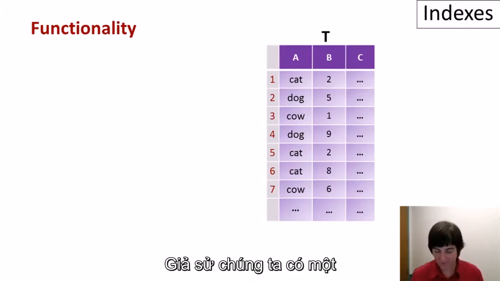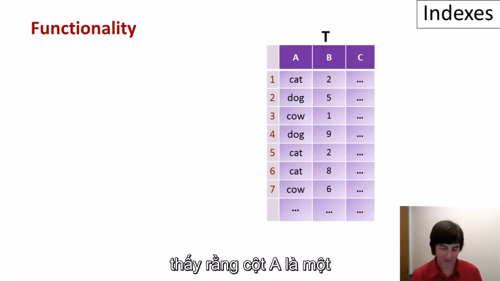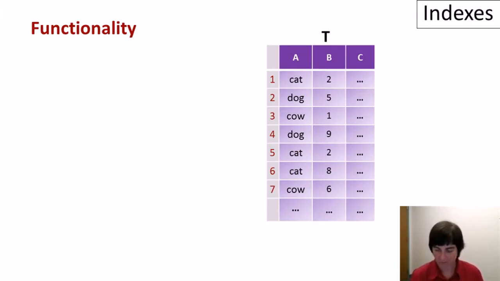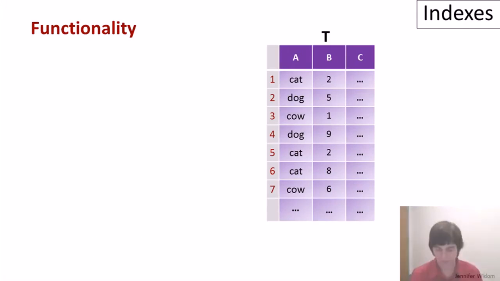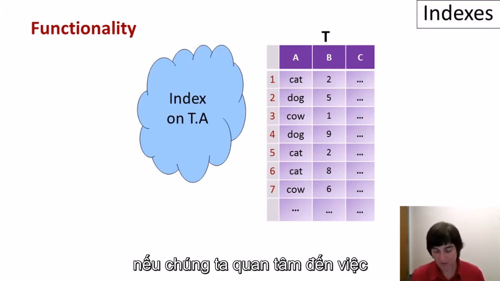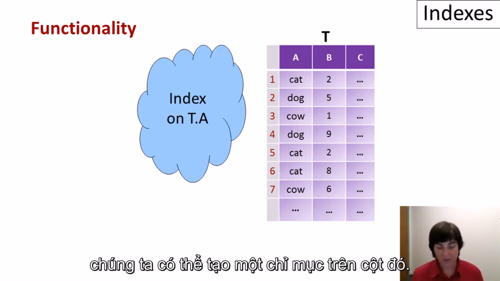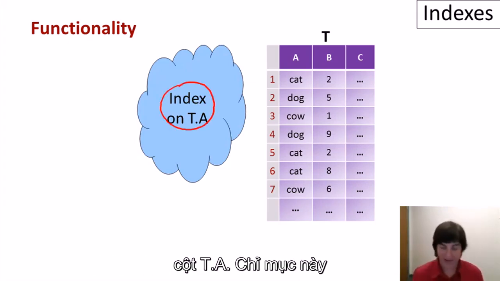So let's suppose we have a very simple table T that has 3 columns, but we're going to focus on columns A and B. We can see that column A is a string-valued column with animal names, and column B is an integer column. Now, we're going to be asking queries that involve conditions over these 2 columns. In order to speed up those queries, if we're concerned about evaluating conditions on column A, then we can build an index on that column. So we call that an index on column T.A.